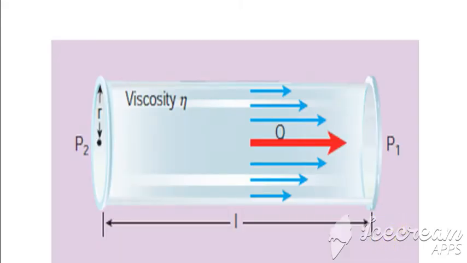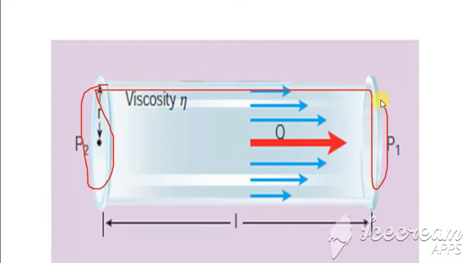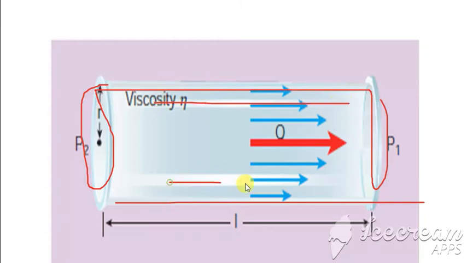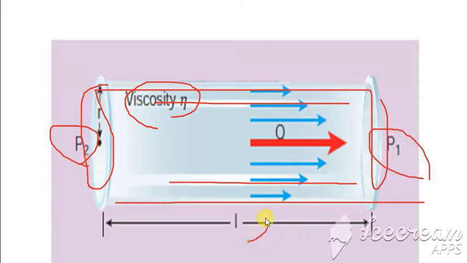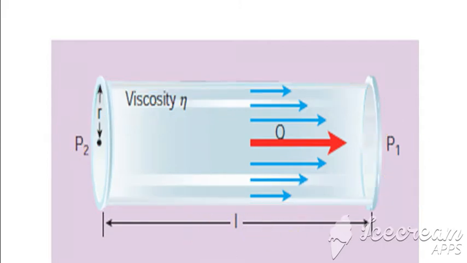So this is a container, and over this container we have the liquid flow, with top and bottom layers, and here we have the viscosity. Let us consider two points, p1 and p2, and a length L in this.